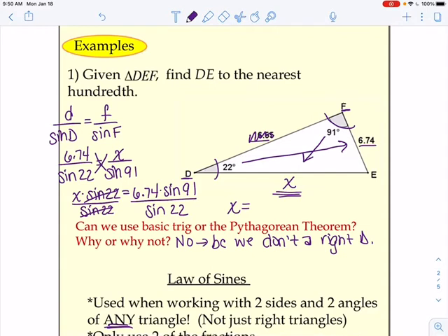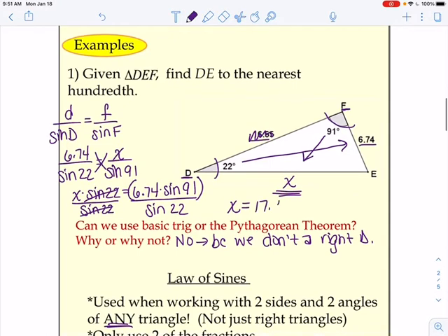Again, please make sure that you're playing along. I just don't want to waste the time in the video going into the calculator constantly. When you plug this into the calculator, again, put that numerator inside a set of parentheses. So 6.74 times the sine of 91 inside a set of parentheses, then divide by the sine of 22 and hit enter. So when you do that, you should get an answer of 17.99.